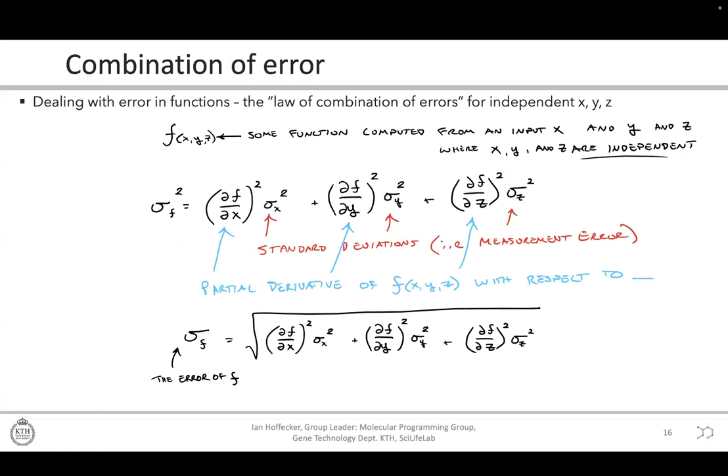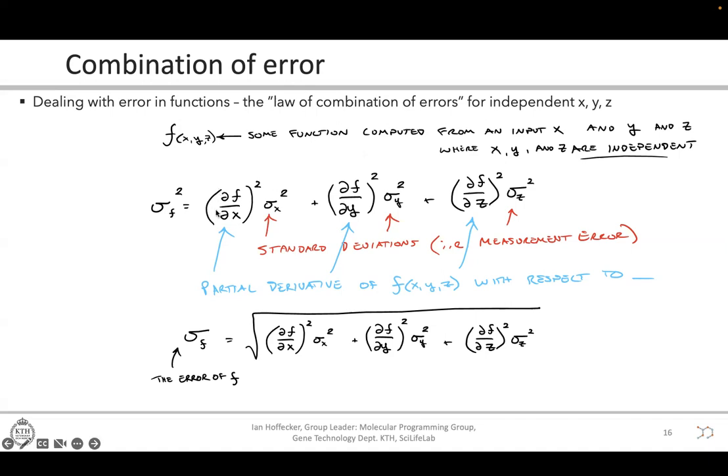So this brings us to the combination of error method, sometimes called the law of combination of errors. This applies any time you have a function of variables that are subject to error. So we have this function, say f of x, y, z, just like we did for the concentration in Beer's law, and then we have values of, say, sigma x, sigma y, and sigma z. The error of this function f is going to be given by this equation here.